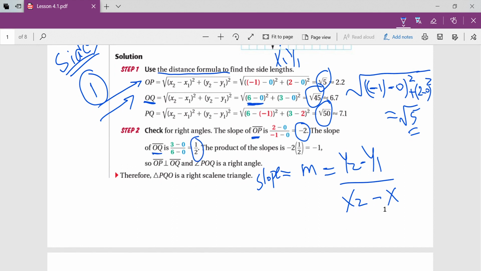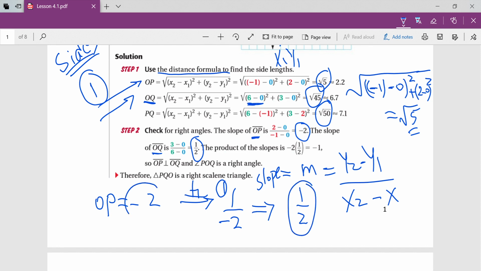So you have to remember the rule of perpendicular lines. For example, OP equals -2. How can you make it perpendicular, or 90 degrees? You have to flip this answer first, so it is 2 steps. First you flip it, and then you change the sign. So it's going to be 1 over 2, for -2. These are the two conditions I have to pass concerning perpendicular. So this one is a right triangle.